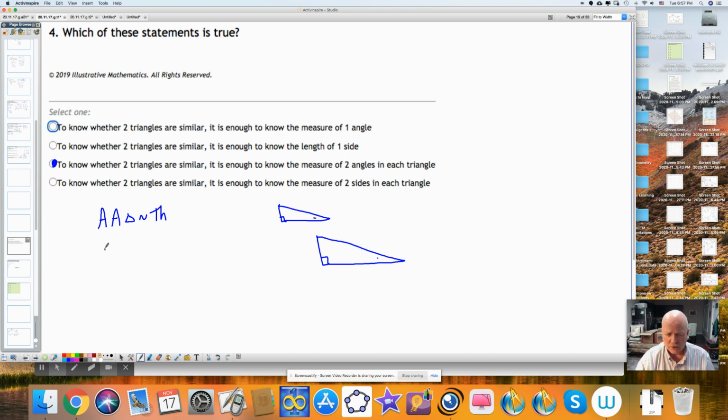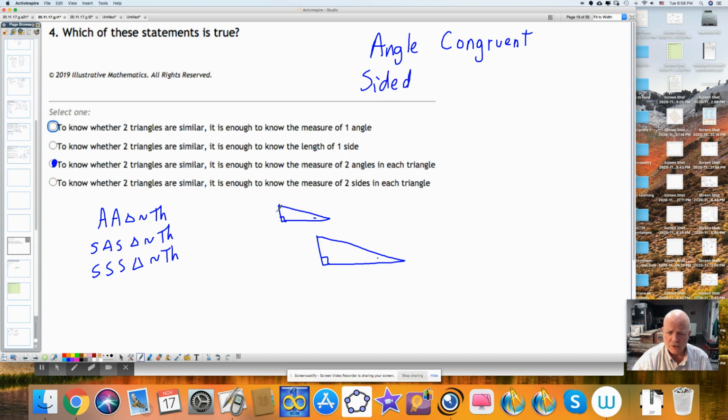The other shortcuts that we have learned are the side-angle-side triangle similarity theorem and the side-side-side triangle similarity theorem. Now, what's true about the angles is that if you know the angles are congruent, then the two triangles are similar, and it only takes two of them because the third angle would also be congruent if two angles are. What about the sides? What can you say about the sides? The sides are not congruent. This would not be the same as this, but they must be proportional.